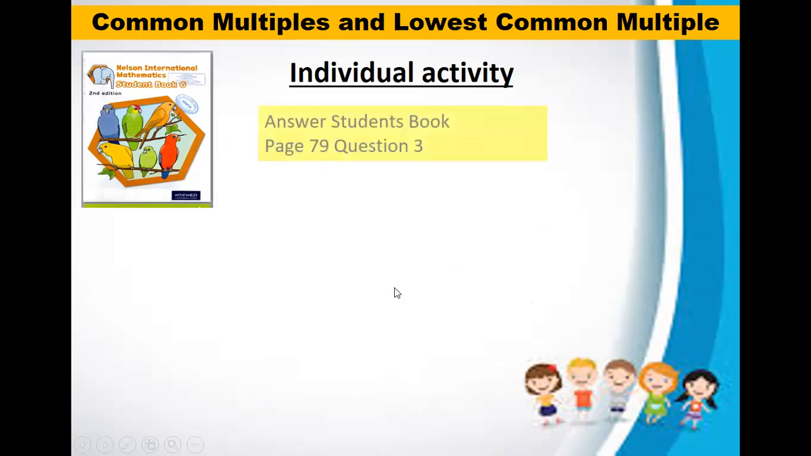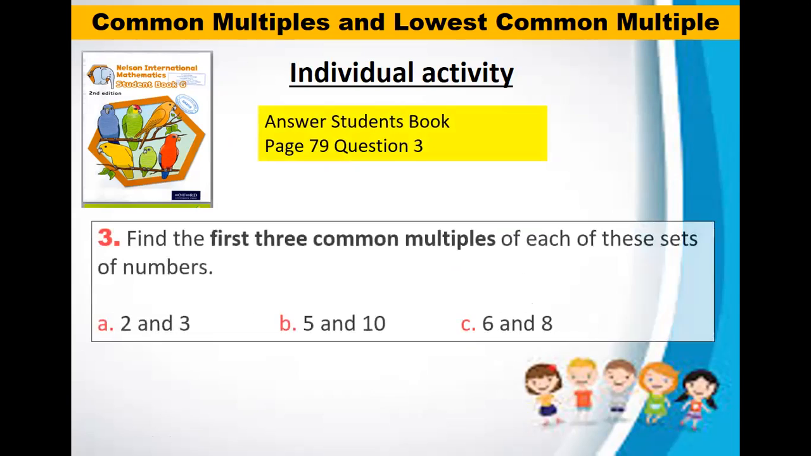Okay, now I want you to do this question in your notebook. Can you find only the first three common multiples of each of these sets of numbers? If you want to write all the multiples before you can find the three common multiples, then it's okay. Now, I'm going to answer only the two. So, what are the multiples and common multiples of 2 and 3? So, I can write it down first.